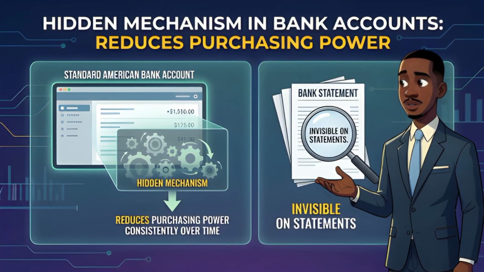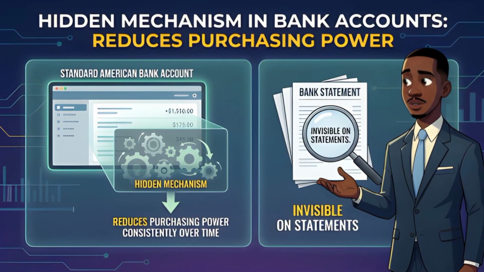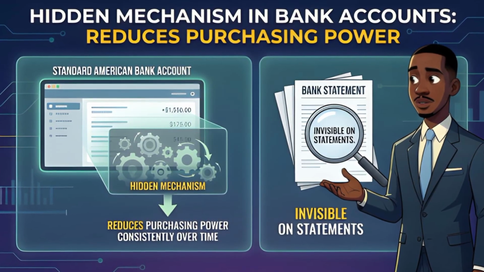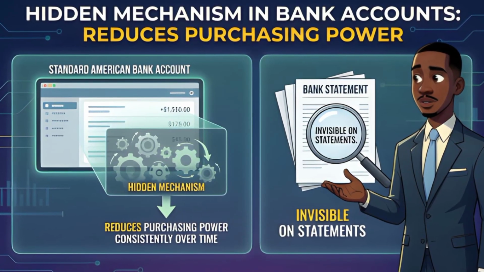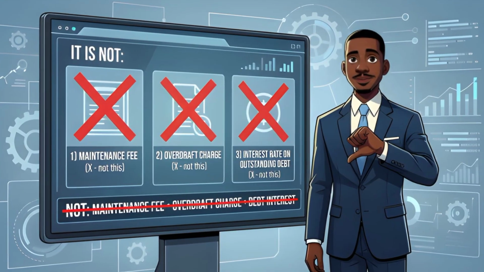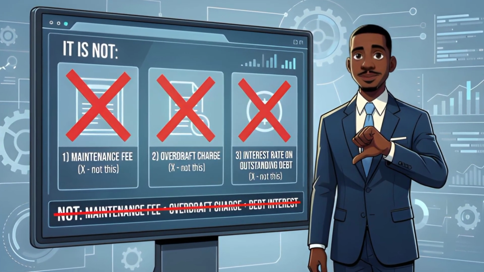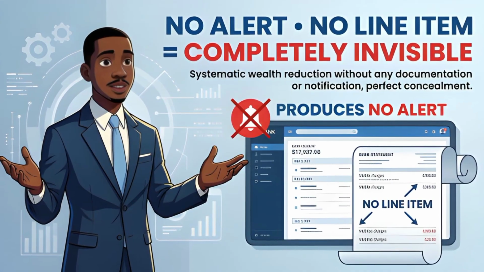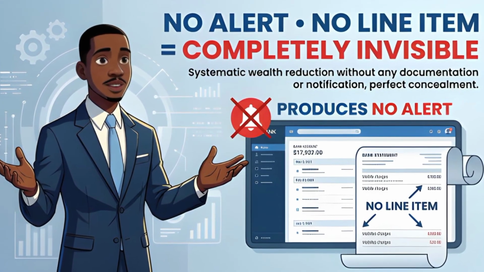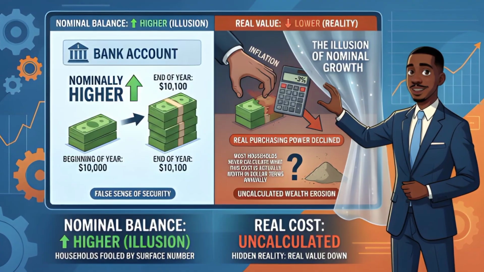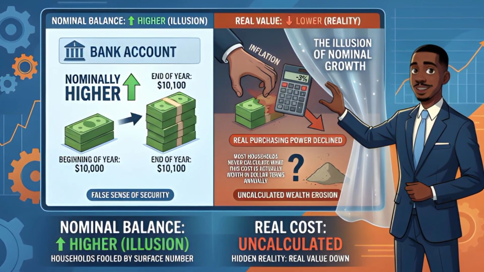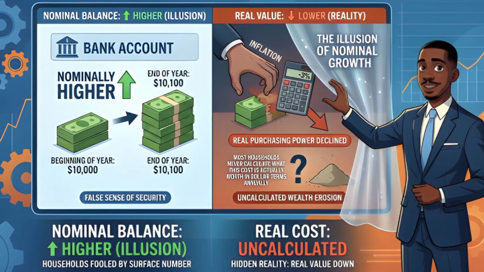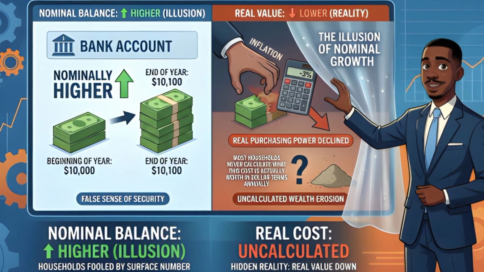A mechanism operating inside the standard American bank account reduces household purchasing power consistently over time without appearing anywhere on the account statement. It is not a maintenance fee, an overdraft charge, or the interest rate on any outstanding debt. It produces no alert and no line item. Because the account balance at the end of each year is nominally higher than it was at the beginning, most households never calculate what this cost is actually worth in dollar terms annually.